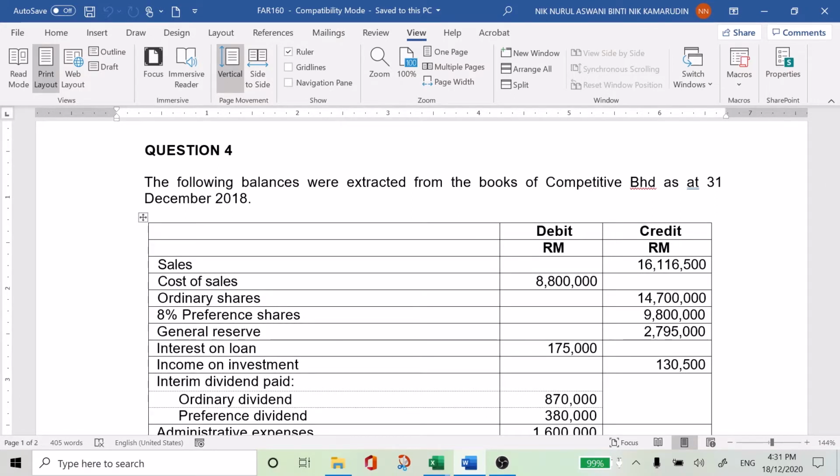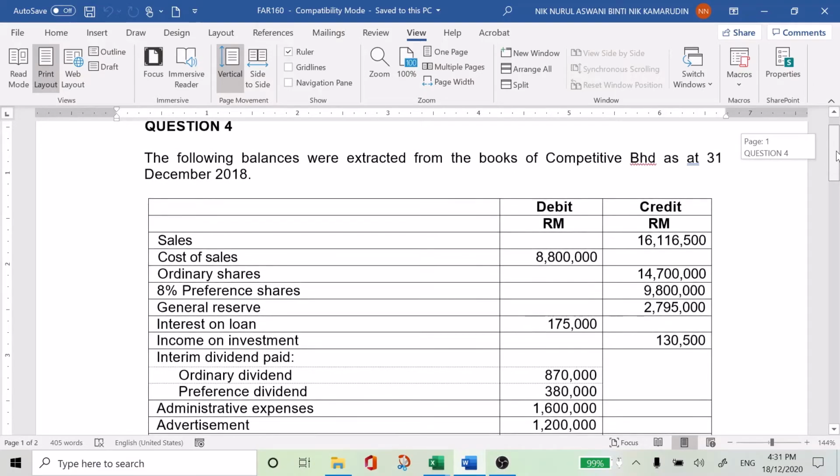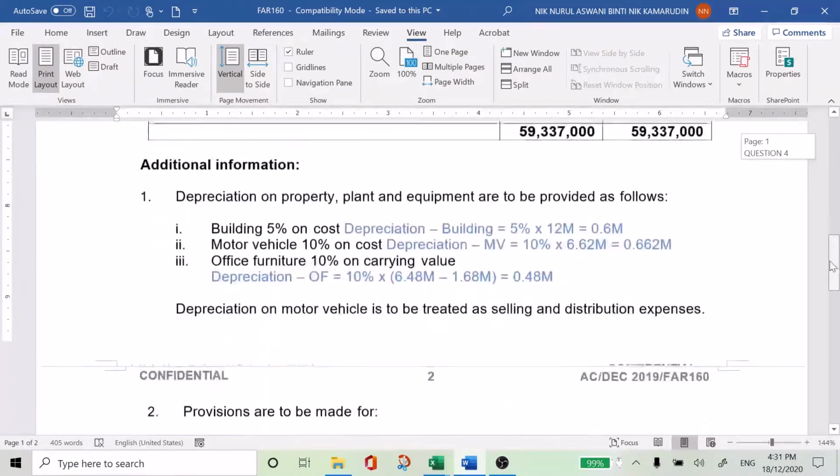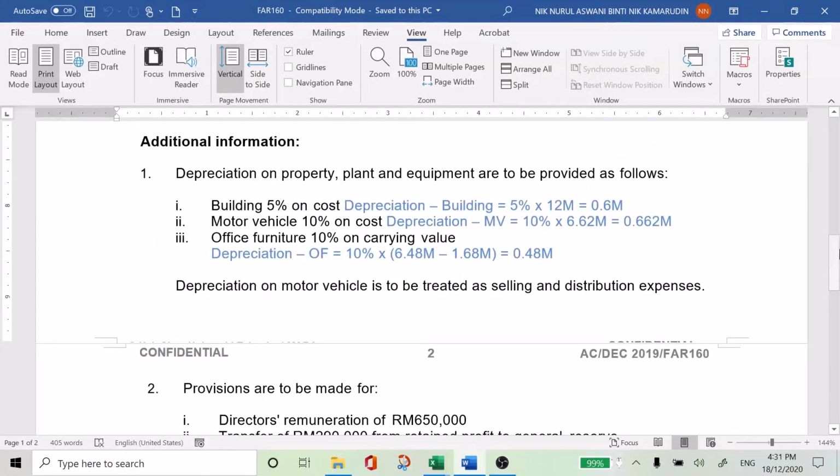Alright, so here is another video to show you how to incorporate the adjustment into the template. I'm going to use the same past exam question, December 2019, FAR160, question number 4. Below we have additional information for the adjustment.